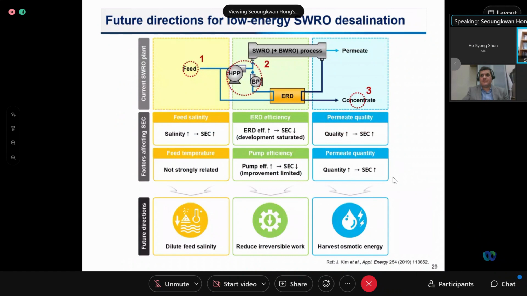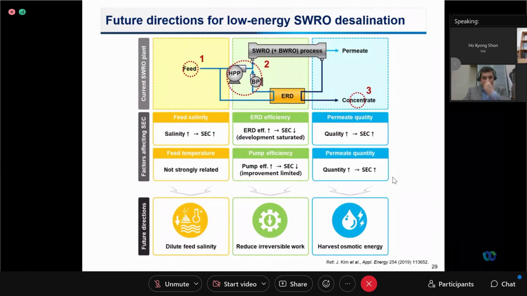Based on the in-depth analysis of factors affecting SWRO energy efficiency, future directions to lower SEC of SWRO plants can be suggested as shown in this diagram. First, since high salinity causes SEC to increase, the dilution of feed salinity, such as osmotic dilution by FO, can reduce SEC further. Second, the energy consumed by pumps can be reduced by improving their efficiency and reducing irreversible work, which is not involved in the actual separation process.